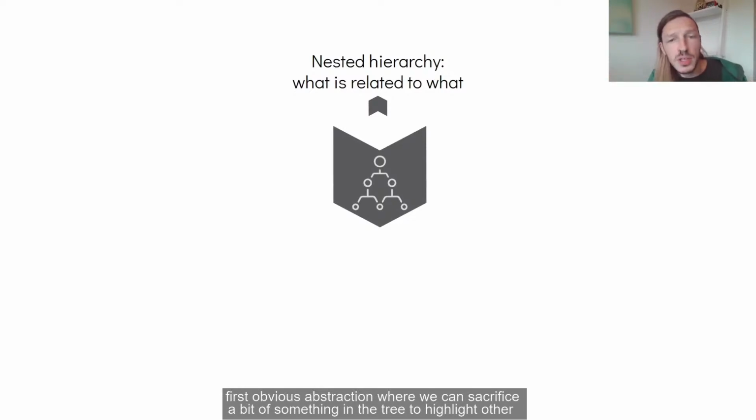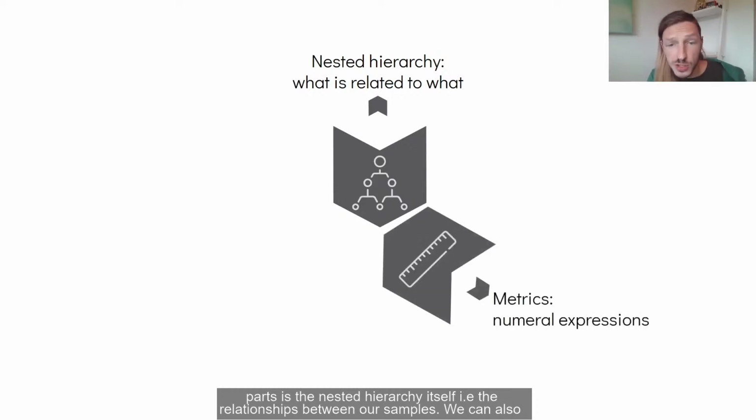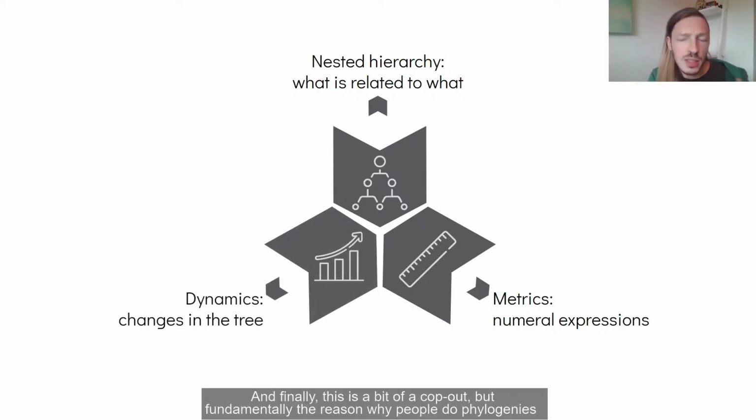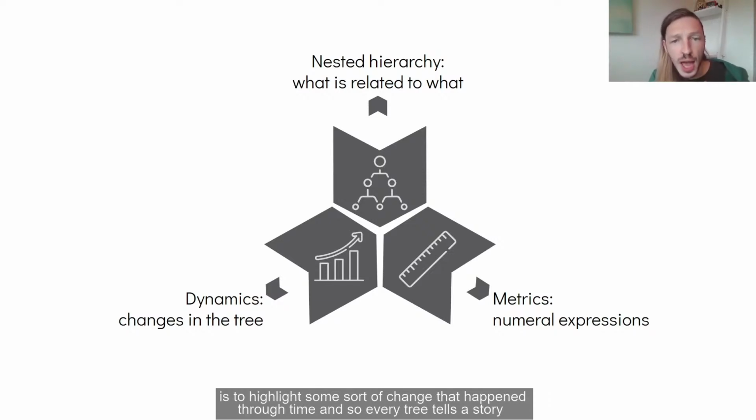And so the first obvious abstraction where we can sacrifice a bit of something in the tree to highlight other parts is the nested hierarchy itself, i.e. the relationships between our samples. We can also play around with the metrics. So for example, as we saw Trevor Bedford playing around with the space in which the phylogenetic tree was being depicted, we can do the same thing using different metrics. And finally, this is a bit of a cop-out, but fundamentally the reason why people do phylogenies is to highlight some sort of change that happened through time.